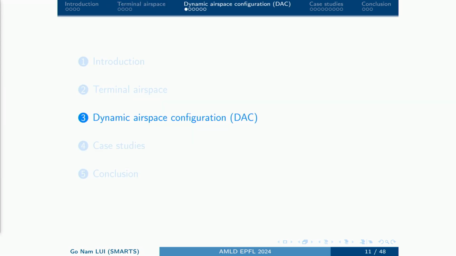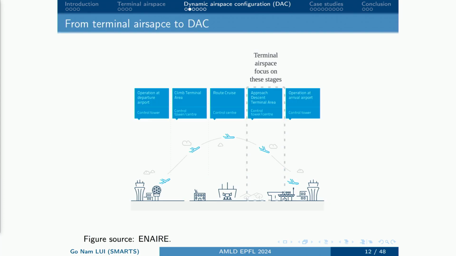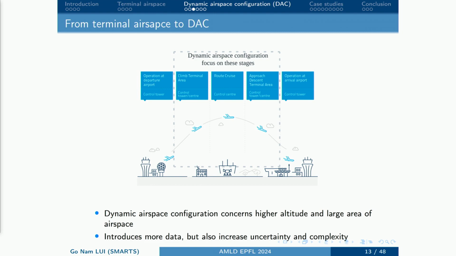Next, we'll be introducing the concept of dynamic airspace configuration. For terminal airspace research, the scope is mainly focused on the approach stage and coming stage of the airspace, which is basically like this. And for dynamic airspace configuration, we are considering a larger area and more flight levels, which introduces more data and more interesting research, but also increases the uncertainty and complexity.